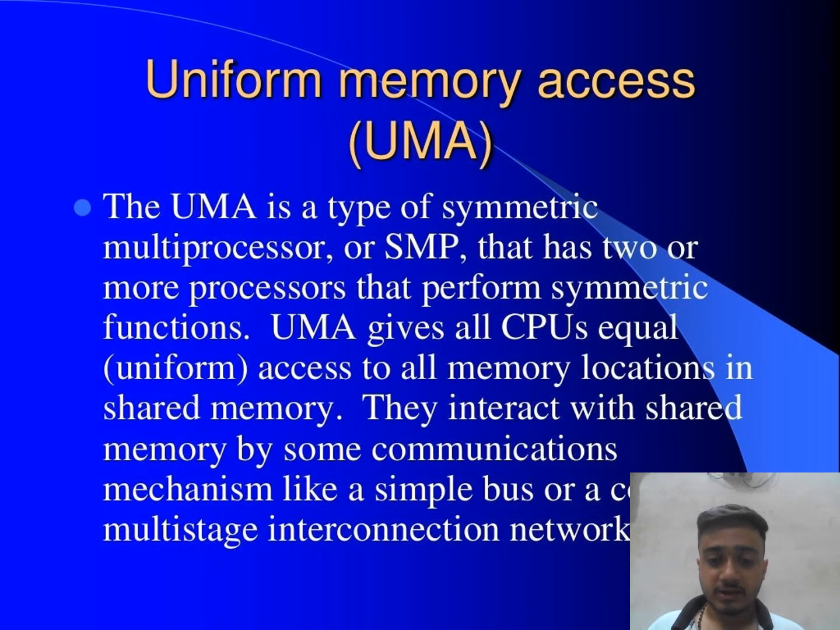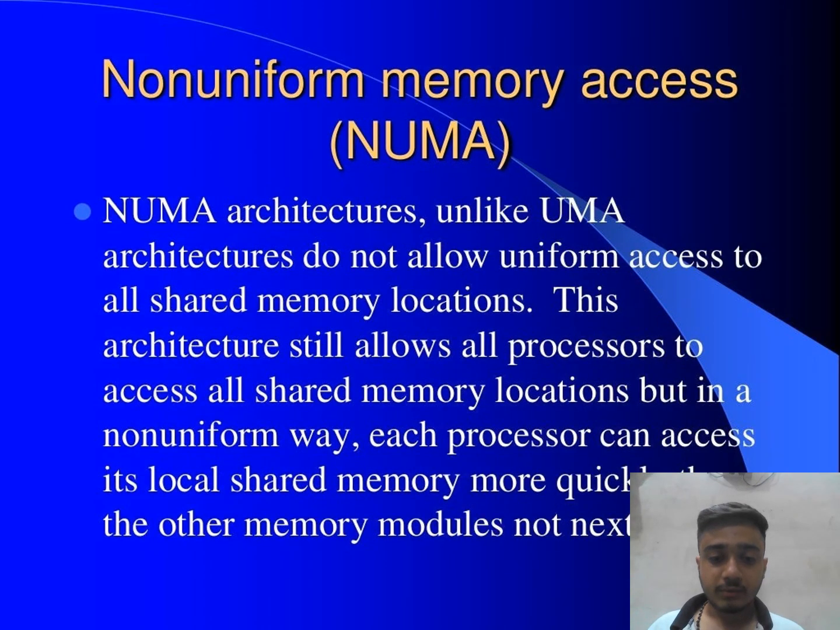Uniform memory access (UMA). UMA is a type of symmetric multiprocessor, or SMP, that has two or more processors that perform symmetric functions. UMA gives all CPUs uniform access to all memory locations in shared memory. They interact with shared memory by some communications mechanism like a single bus or a multi-stage interconnection.